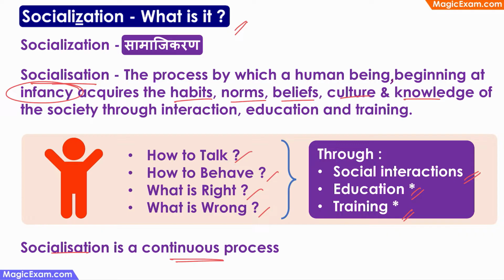Now I have put an asterisk on education and training because I just wanted to touch upon what is the difference between these two terms. Education is where you learn theory and training is where you learn the practical aspect of something. You learn some skills. For example, when I go to school, I get education. When I go to a computer training class, I get training. Therefore, that is the difference between these two terms, which are quite often used interchangeably. So to summarize this slide, socialization is nothing but the process through which the child learns the basic social skills on how to behave when there are people around him or her.